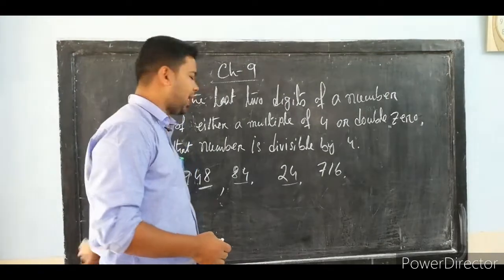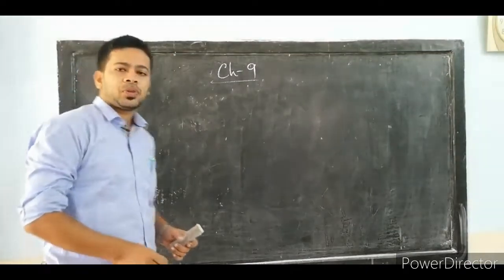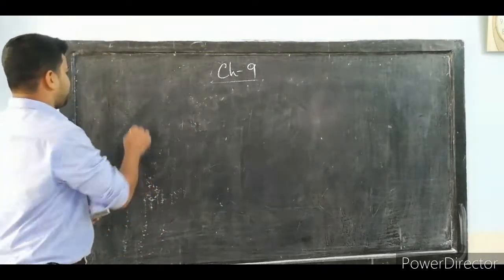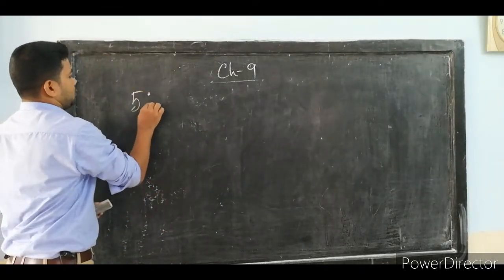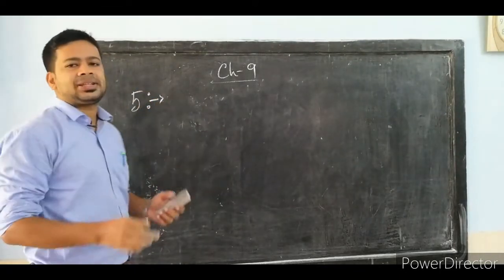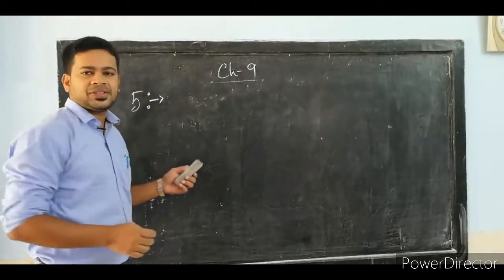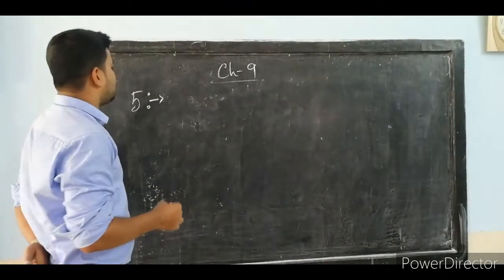Now let us move to the next number. So okay students, now let us move to the next number, that is 5. What is the divisibility rule for 5? The divisibility rule for 5 is very easy. Here we will see only the last digit.